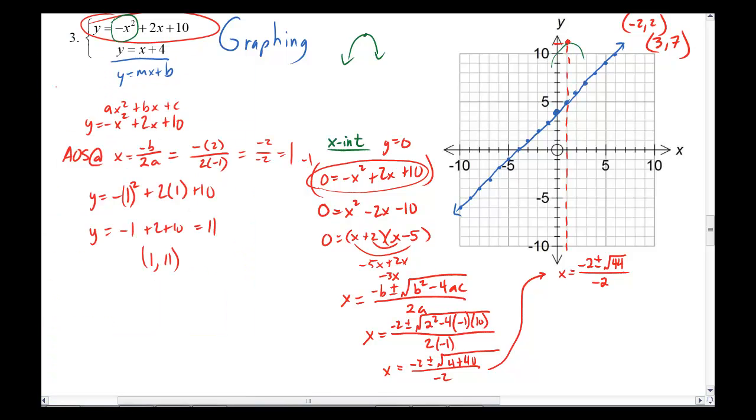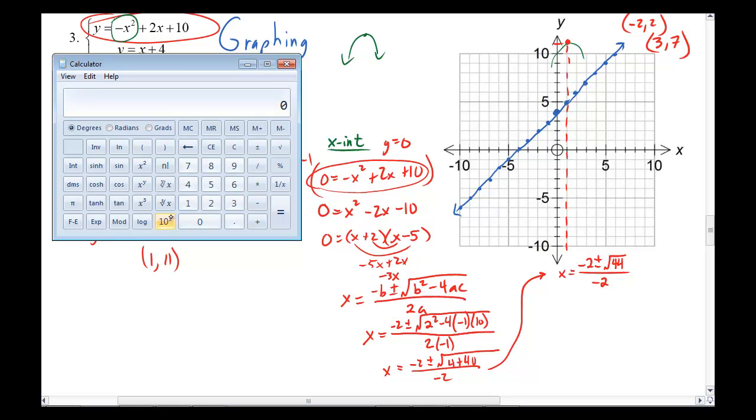And I'll be honest, I have no idea what the square root of 44 is. So I'm going to type it into my handy dandy calculator. So I'm going to go 2 plus the square root of 44, that didn't do what it was supposed to. Just kidding. 2 plus square root of 44 equals, and then I'm going to divide it. Oh, it's supposed to be negative 2. Man, I'm such a dunce. So negative 2 plus square root of 44 equals, divided by negative 2, and I get negative 2.32.